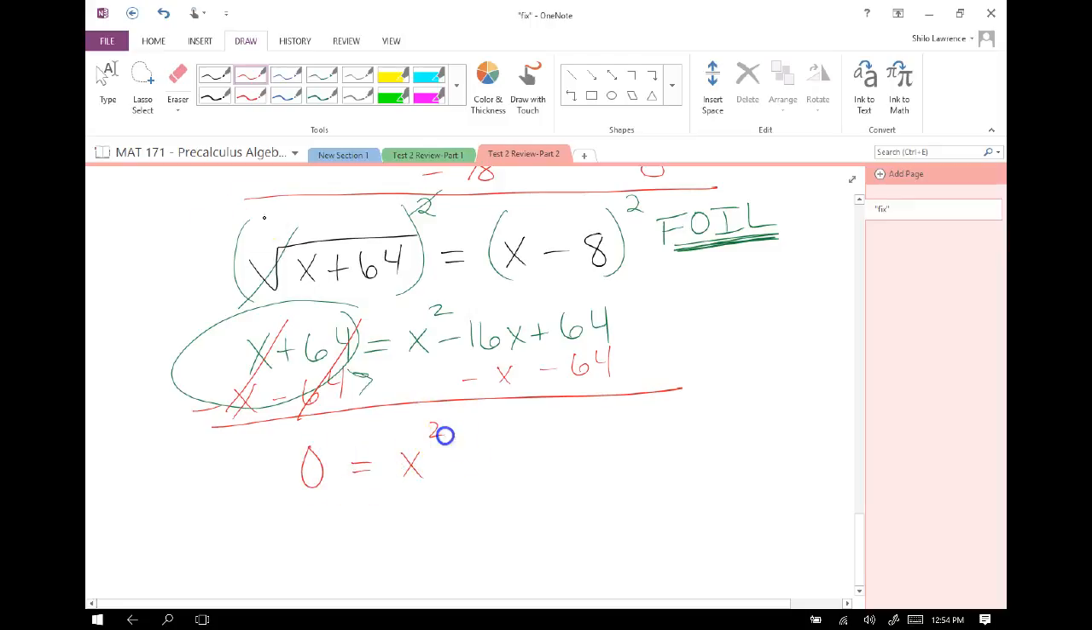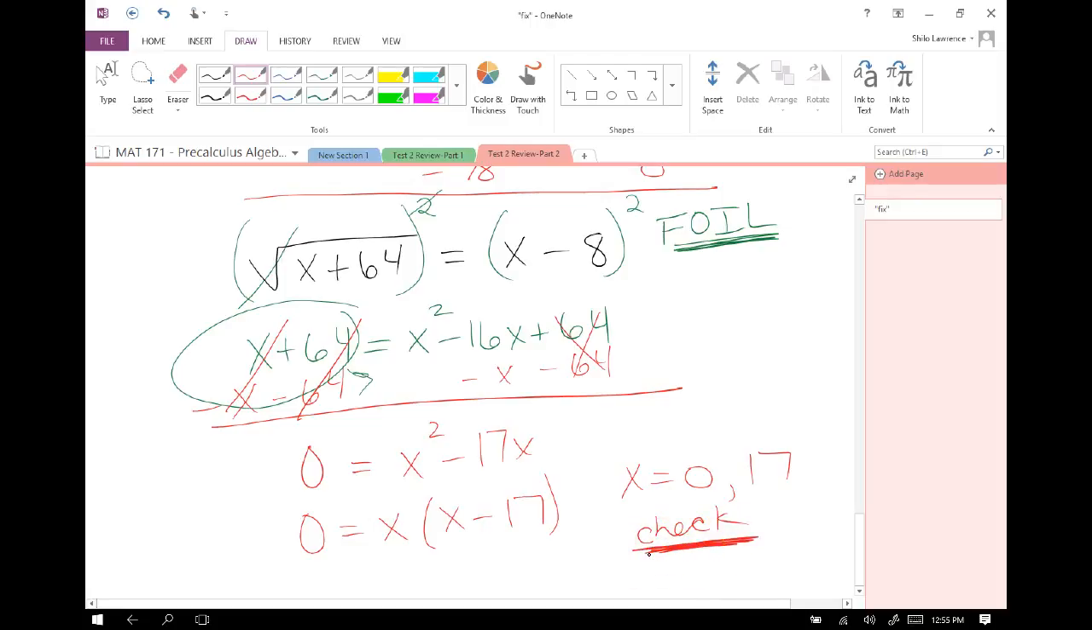And I'm left with x squared minus 17x, and those guys cancel. x squared minus 17x equals 0. And that one's pretty easy to solve because we could just solve it by factoring out an x. And we get x equals 0 and 17. But we've got to check these. We've got to check these and make sure they really work.